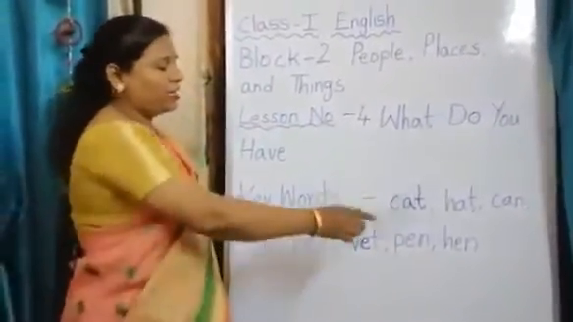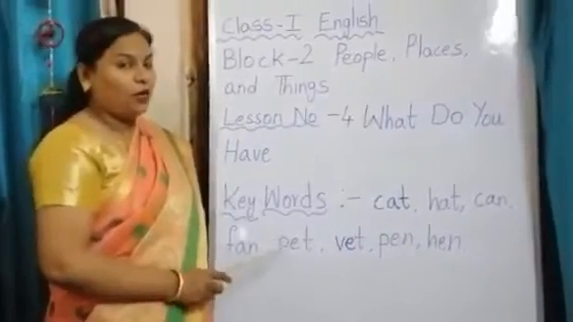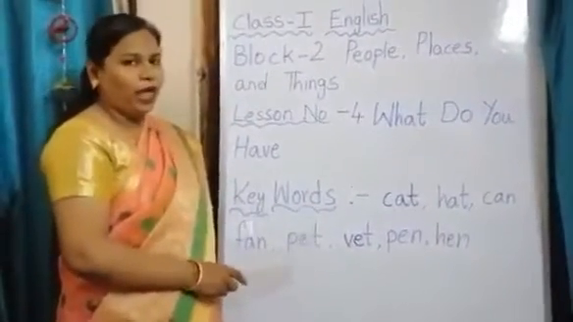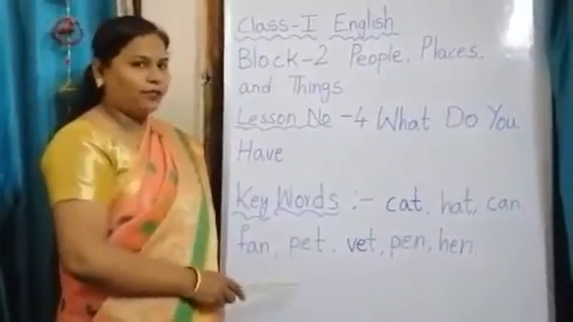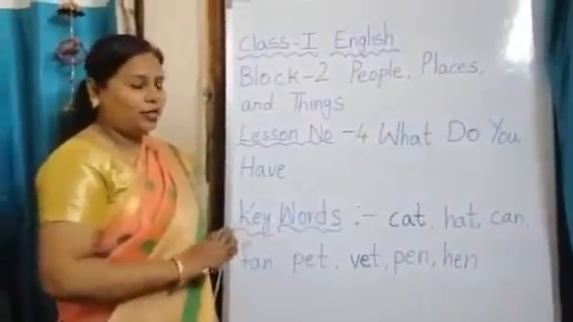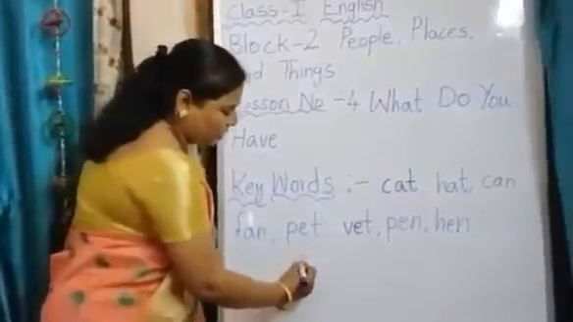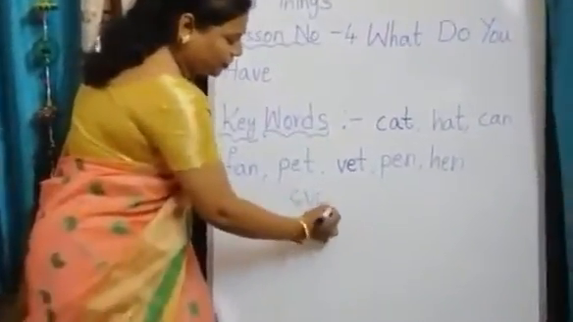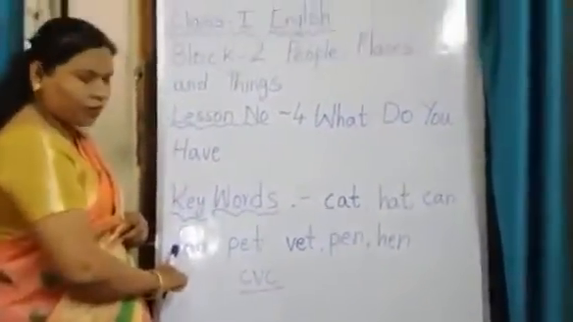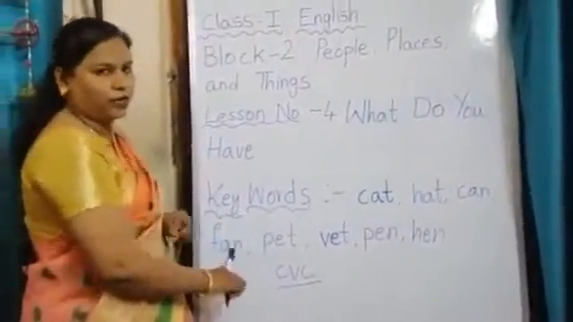Okay children, all these are our keywords. These are also called CVC words. In our previous videos, I have explained what these three-letter words are called. These are called CVC words. What are these called, children? CVC words. This is consonant, vowel, consonant. Okay children?